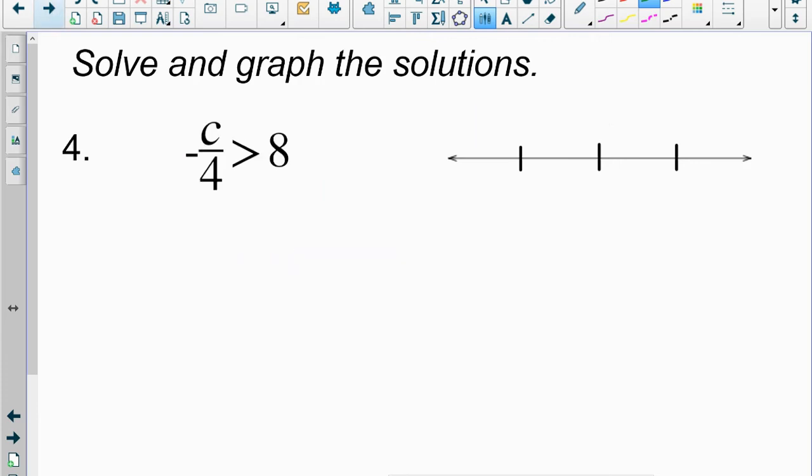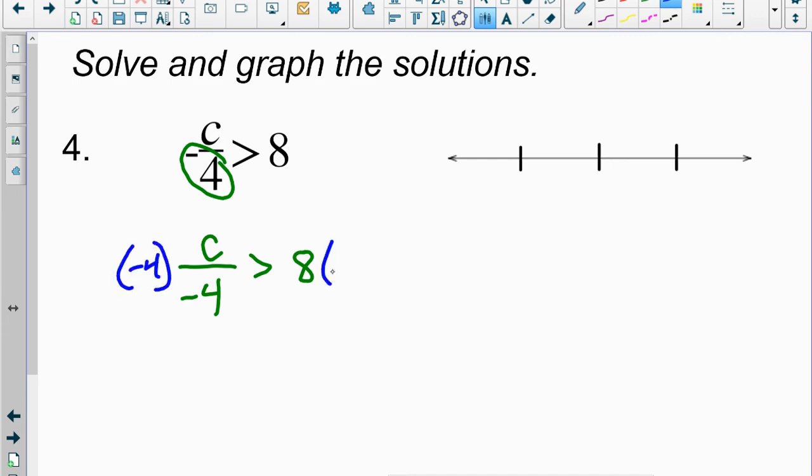Number 4, we have negative c over 4 is greater than 8. Now, it looks like that, the way that it's written, but what I want you to do is visualize it as c divided by negative 4. So put that negative with the 4 in the denominator when we solve something like this. Now we're trying to undo this division, this fraction bar. So we're going to multiply by negative 4 on both sides. And when we do that, we're going to just get c on the left. 8 times negative 4 is negative 32 on the right.